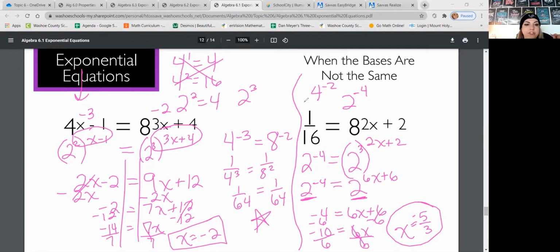Okay, so that's how it works when the bases are not the same. Sometimes you can just use one base and convert it to the other. But in these cases, we needed to think outside of the box and come up with a number that was not shown. It wasn't a 4, it wasn't an 8. We actually needed to use a 2 to represent the 4 and the 8.